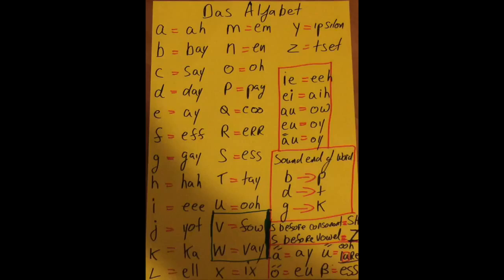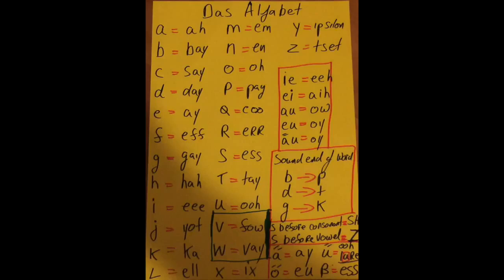So let's contrast. A in German is ah. A umlaut is eh. So ah, eh, ah, eh. Okay? O in German is oh, and O umlaut is Ö. O, Ö, O, Ö. U in German is oo, and U umlaut is Ü.